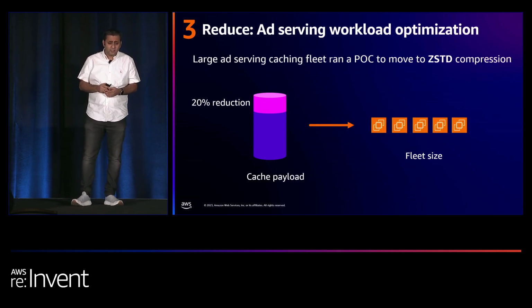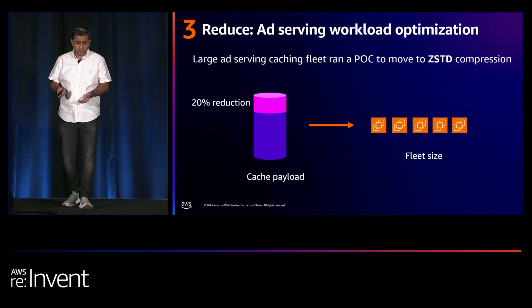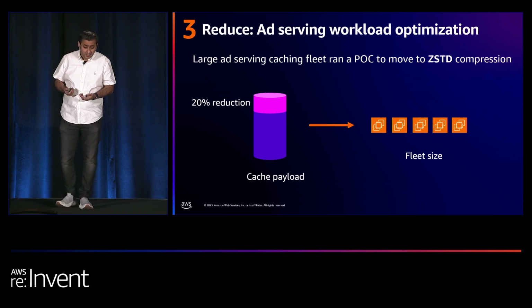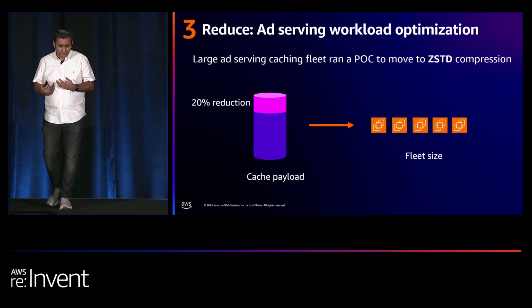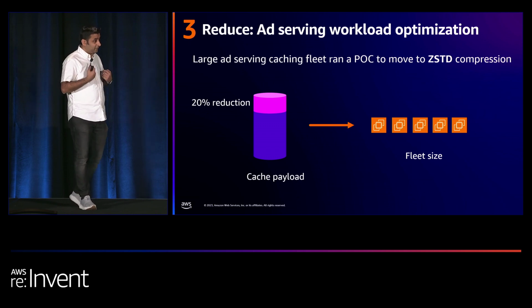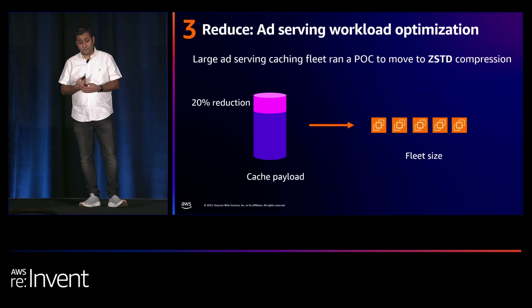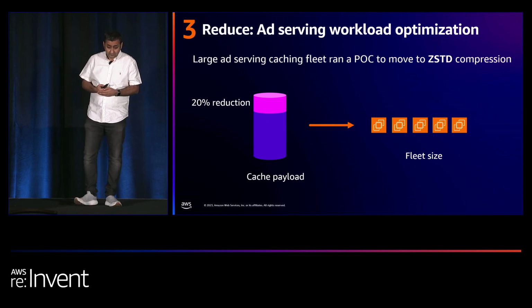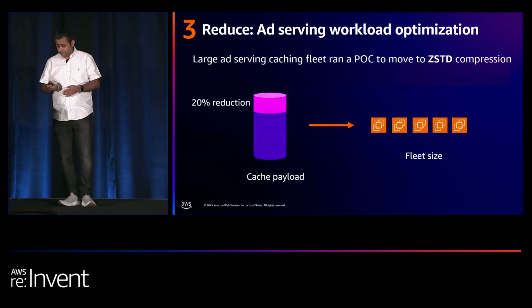We had a very large ad-serving cache fleet that ran a POC to leverage ZSTD compression. Our test results indicated that ZSTD compresses our cache payloads by about 20% on average. Now, that's what we experienced. We know that this is something that is useful, and results and numbers may vary as you run your own experiments. But what this did was it's going to help us reduce the number of hosts that we need in that cache fleet.